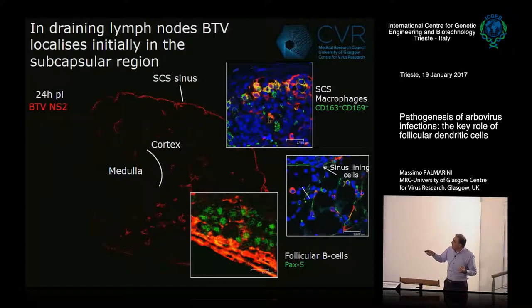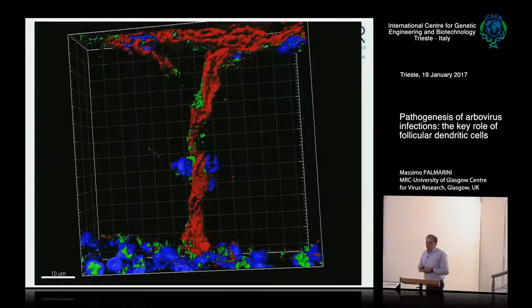So in the sinus lining cells, and then there are also these conduits that basically connect the subcapsular sinus to the parenchyma of the lymph node. And also we found it in some of the follicular B cells, not much, but in some follicular B cells. Now, this is just one of the conduits that I showed you before.